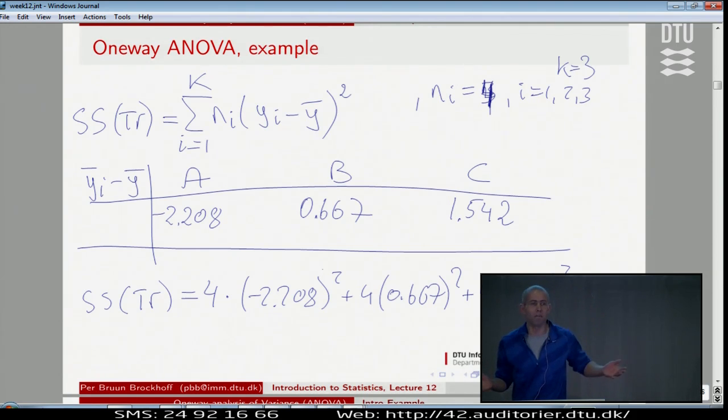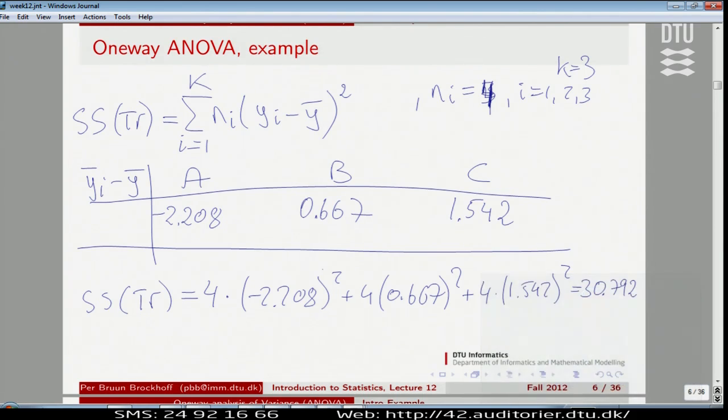How much is 30? Is that big or is that small? Is that a big difference? Is that a statistically significant difference? How could we measure that? Yeah, that's what it's all about here. How can we measure that in a sensible way?